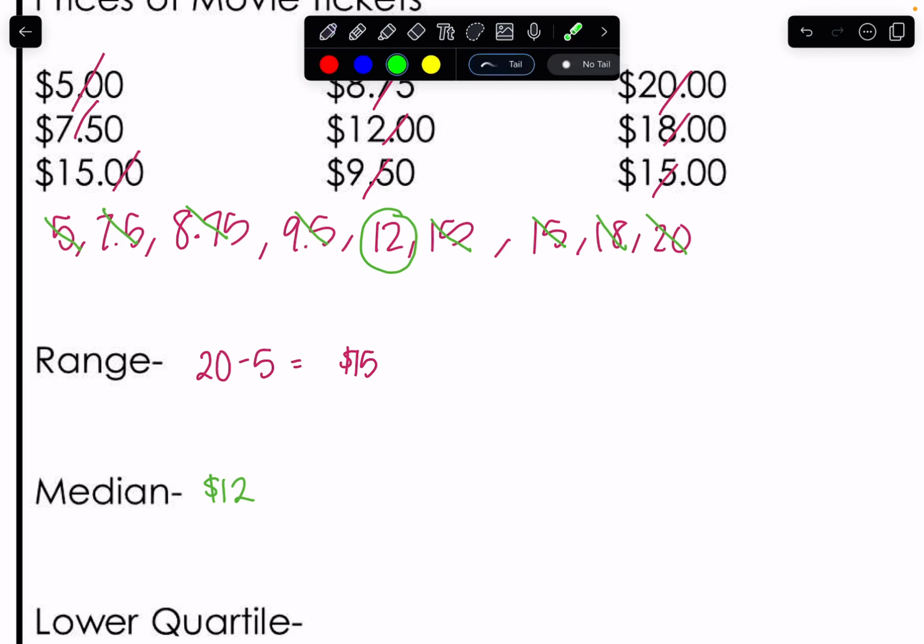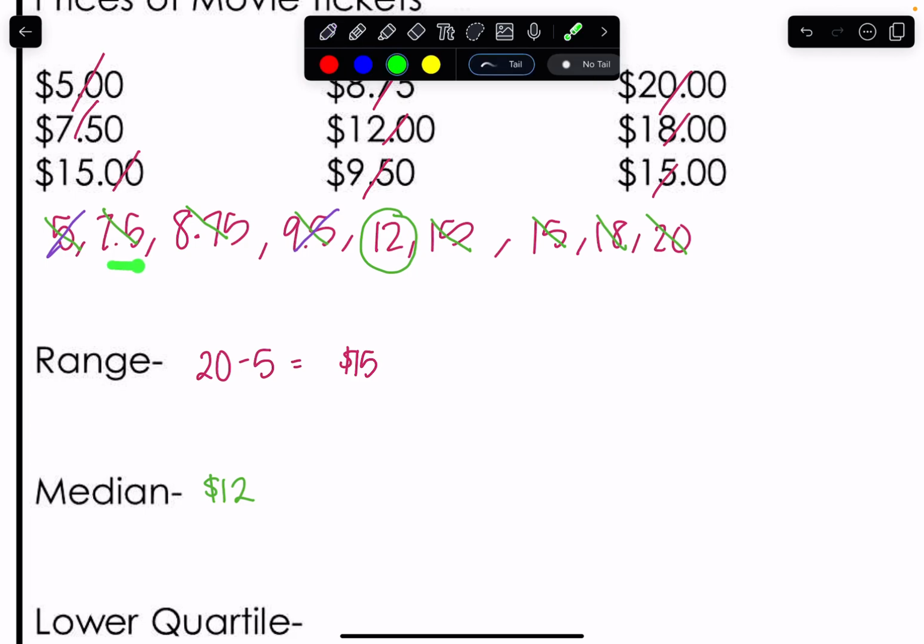And so now this is really important. When I look at the first half of my data, I do not include 12. 12 is the middle. That's kind of the barrier. That's the bar. So I'm only going to cross off numbers from 5 to 9.5. That's the first half there. 12 is the middle. So that's not part of anything, right? That's not on a side. It's in the middle. So I use 5 to 9.5. So I can cross off 5 and 9.5.